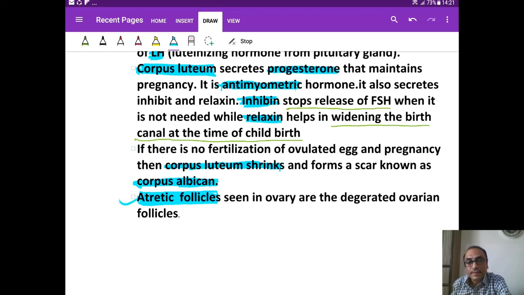They form atretic follicle. Okay, and as the woman becomes older and older, because of the number of the corpus albicans which form the scar in the ovary, and also the atretic follicle which are also appearing like scar, it will be full of these structures. So with this we conclude the study on the structure of human ovary.